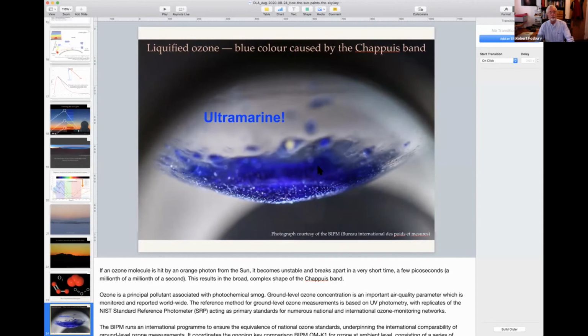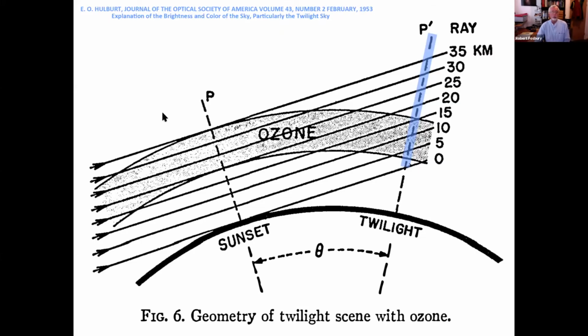Now, what happens at twilight is you have the sunlight shining in from the left here at sunset, grazing the atmosphere of the Earth. You get this shadow underneath, which doesn't see any of the light. And as the sunset proceeds, the upper atmosphere is being illuminated at higher and higher layers. And this diagram comes from a paper published by the American atmospheric physicist Edward Hulburt in 1953. And he was the first person to realize that ozone was having a profound effect on the atmosphere and on the color of the atmosphere.